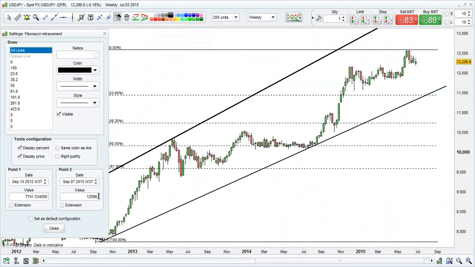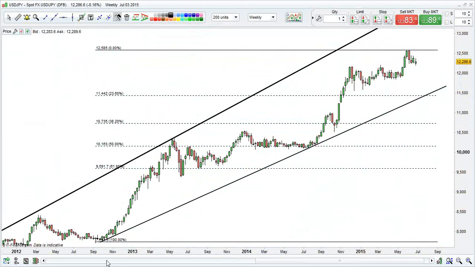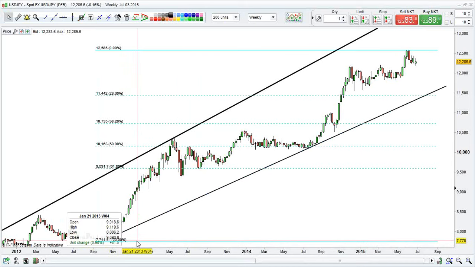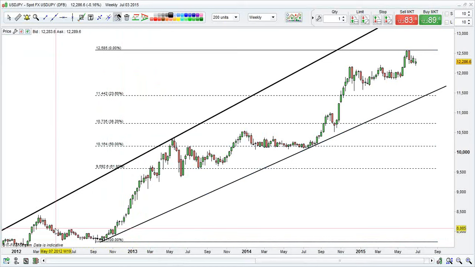So left click, configure, and there we go. We can just change it to 12,585.00 just to get your figure. That's our upper, and we can configure our lower point here of the candle. It is 7743, so we can go to configure and we go to our low, 7743, okay, 0.00, and we have our Fibonacci.